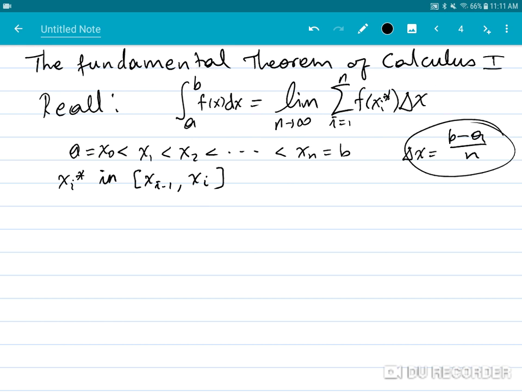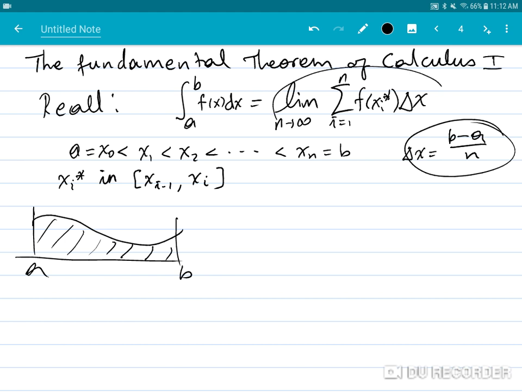Here's the thing. If we have a graph of a function, and the graph happens to be above the x-axis, that notation gives us the area under the graph of the function. So this calculation gives us the area. The area is not the definition of the definite integral, but it's a result. It's something that we get from computing that.